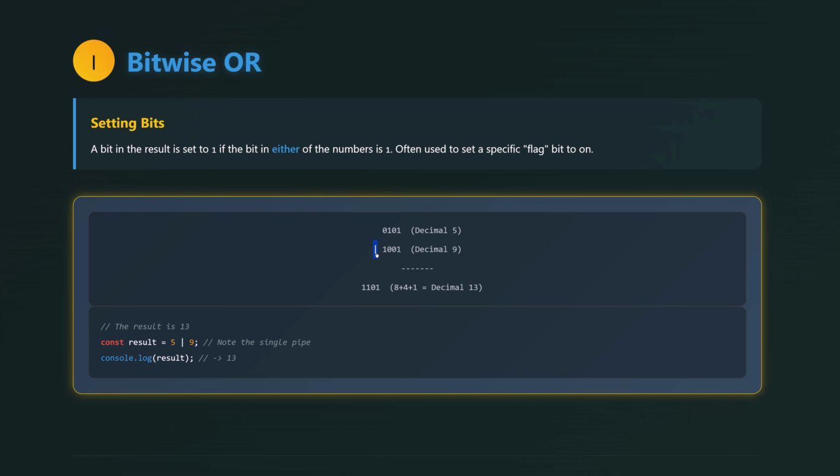The bitwise OR operator compares the two binary numbers column by column. A bit in the result is 1 if the corresponding bit in either of the two numbers is 1. First column, the rightmost, 1 or 1 results in 1. Second column, 0 or 0 results in 0. The third column, 1 or 0 results in 1. And the fourth column, 0 or 1 results in 1. The resulting binary number is 1101. To convert this back to a decimal number, you add the place values where 1 appears, 8 plus 4 plus 1, which equals 13.